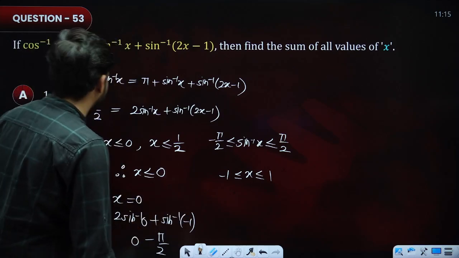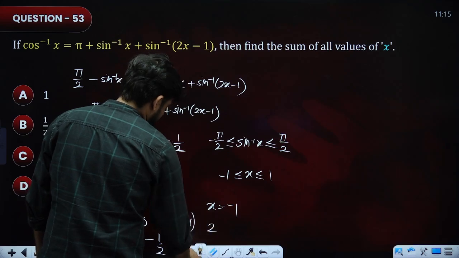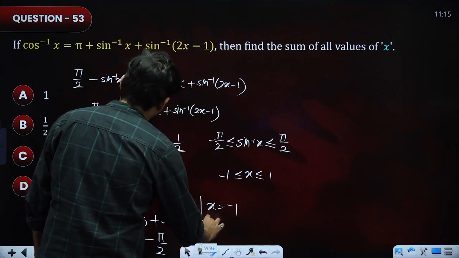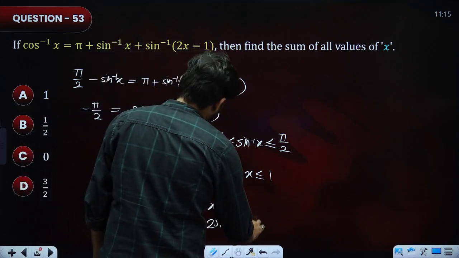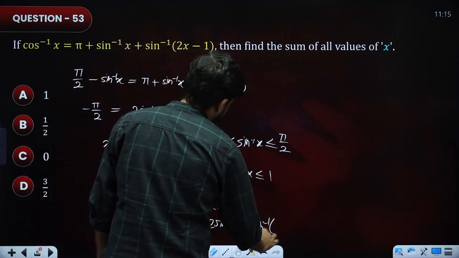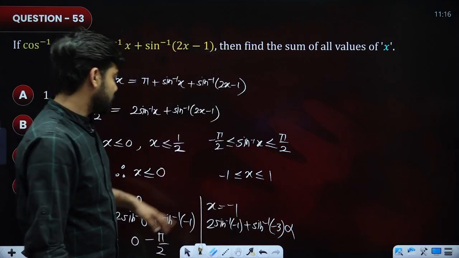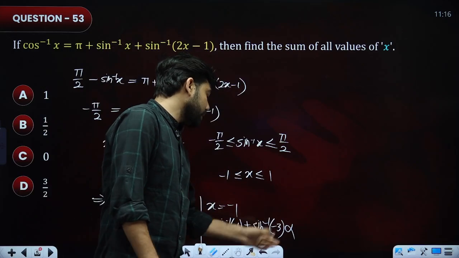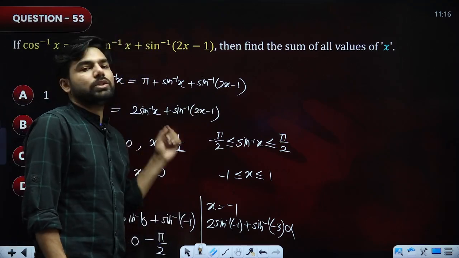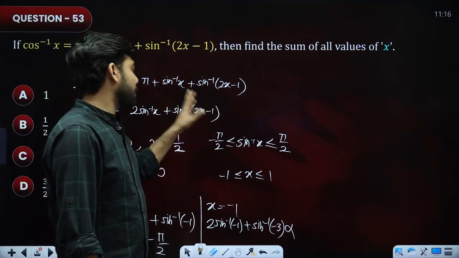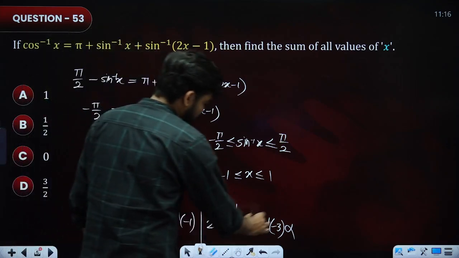Suppose I put minus 1 over here. In that case we get 2 sine inverse minus 1 plus sine inverse minus 3, which is not possible, correct? Because if I put x as minus 1 over here, this gives minus 3. This is not possible. So if I put any value less than 0, we get a value less than minus 1, so it's not possible. It does not satisfy the condition.